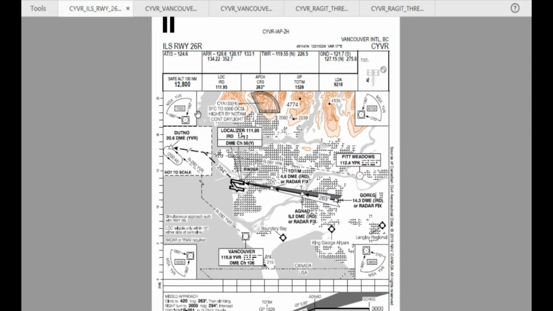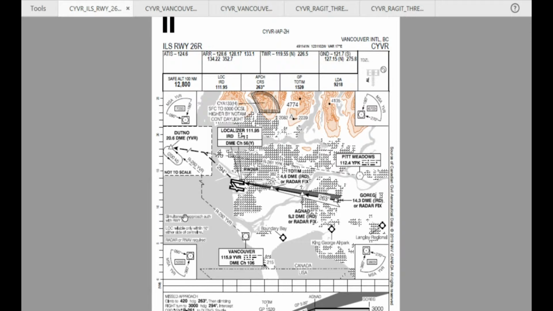All right, so we're going to move on now to the horizontal representation of this approach. As we can see right off the bat, we have a few notes listed on the chart. First one is that this is a restricted area. The identifier is Charlie Yankee Alpha 133. It's from surface to 5,000 feet occasionally, and it could be higher, indicated by a NOTAM that would be published. Continuous daylight, so this is only active in daylight hours.